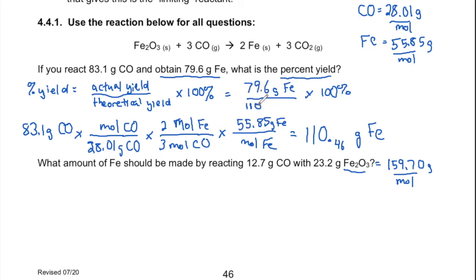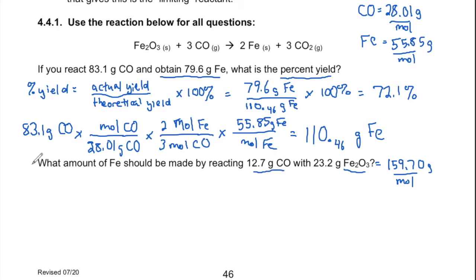We can put that in the denominator. You can keep a couple extra digits if you want. And now we can finish calculating our percent yield. And this gives us 72.1% of what was expected. So if we expected 110 grams of iron and we only got 79.6, that represents 72.1% of what we expected.